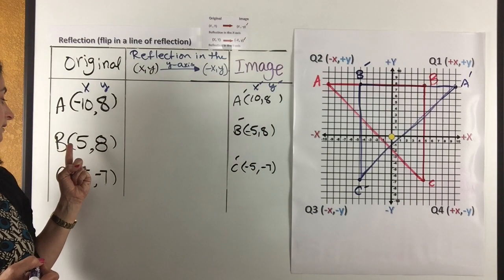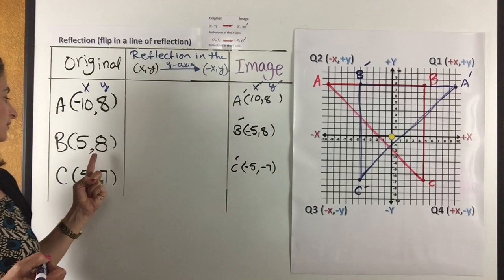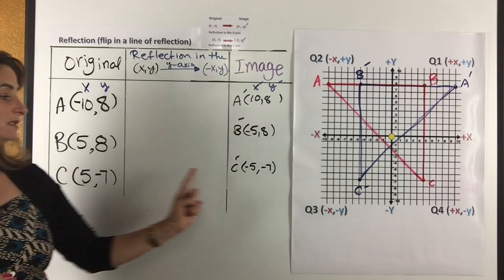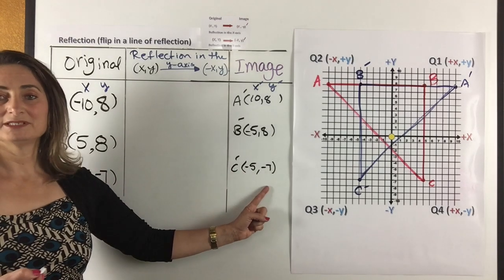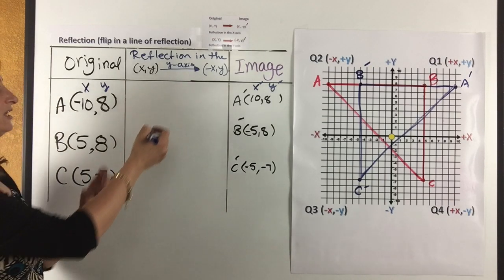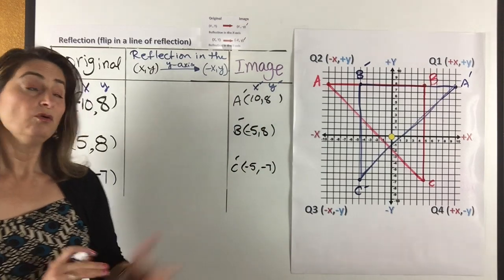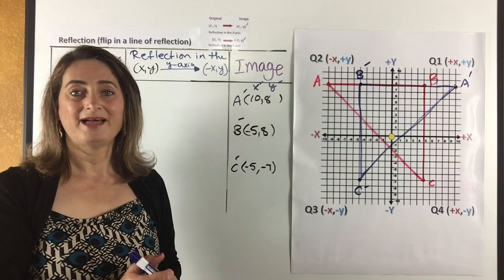For B, x is positive, B prime, x is negative, and the y kept its sign. For C, x is positive, C prime, x is negative, and the y kept its sign. So x and y, just change the sign of the x and keep the y the way it is. Or just count spaces. That's the reflection in the y-axis.